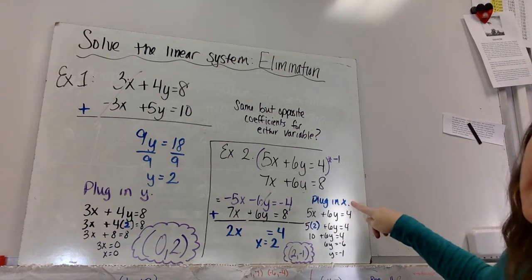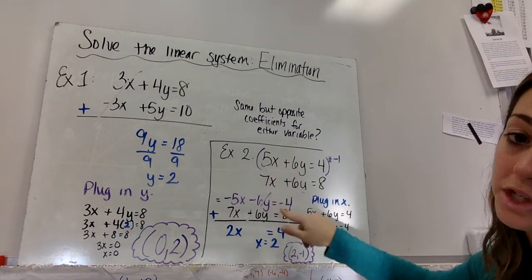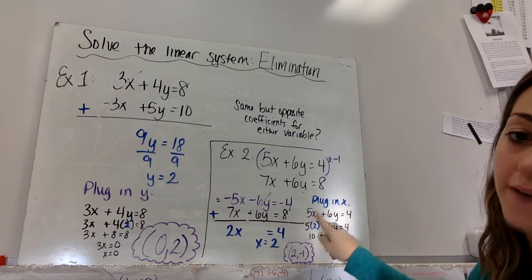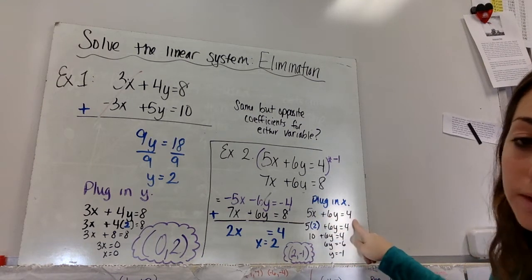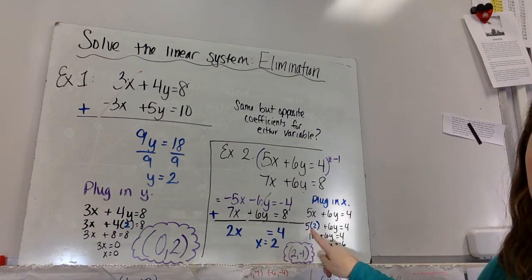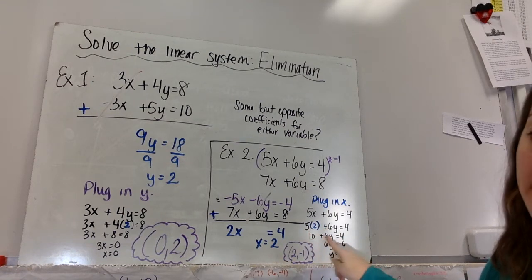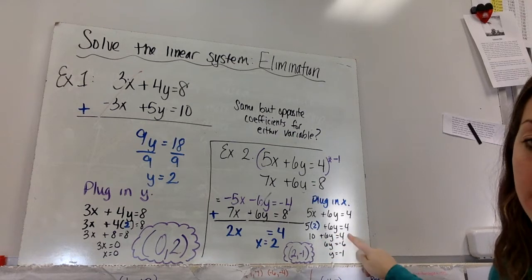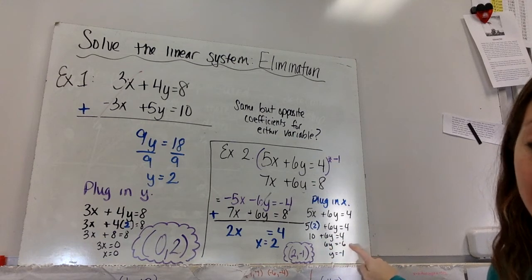Now I need to plug x in, and you can pick either equation. I picked the first one, so I have 5 times x plus 6y equals 4. And then I put 2 in for x, because remember x was 2. 5 times 2 is 10. 10 plus 6y is 4. Subtract 10. I get 6y equals negative 6.